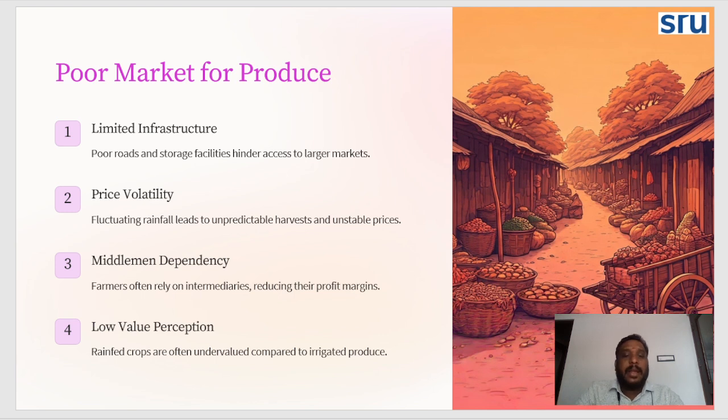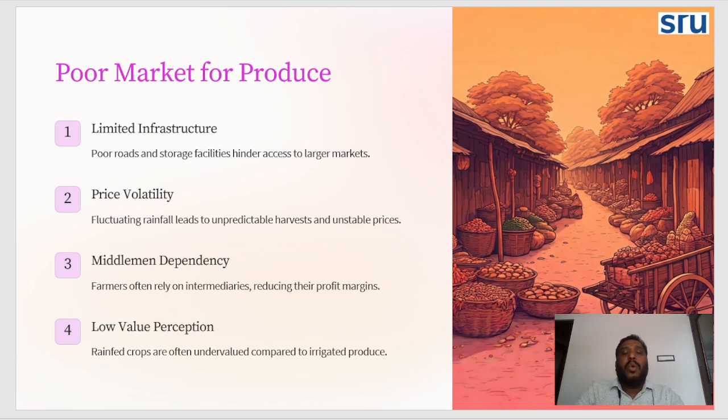So these middlemen are going to procure the product at a nominal or cheap price, and they are going to transport it to distant markets and fetch more profits. So that's how it also happens.